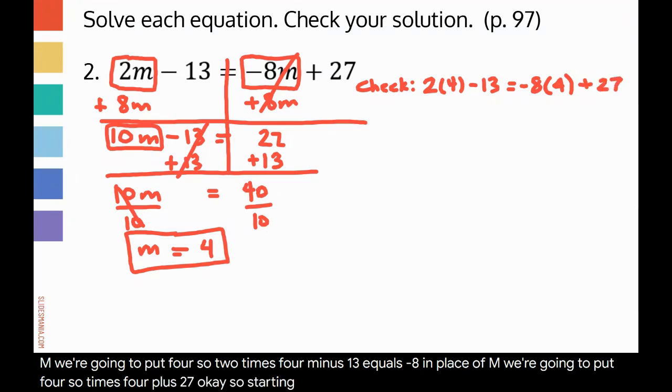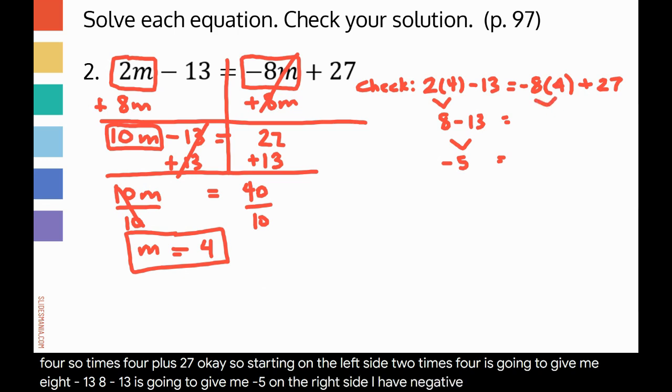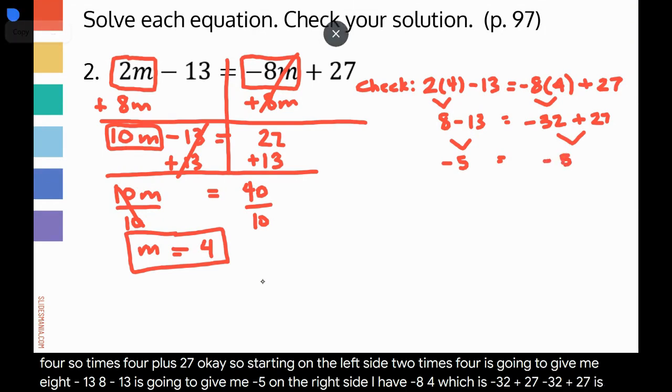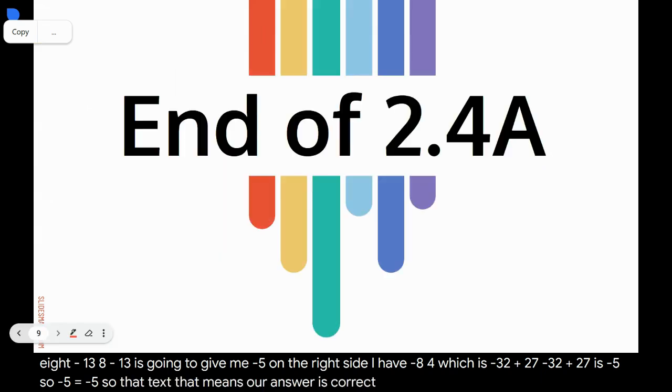Okay, so starting on the left side, 2 times 4 is going to give me 8 minus 13. 8 minus 13 is going to give me negative 5. On the right side, I have negative 8 times 4, which is negative 32, plus 27. Negative 32 plus 27 is negative 5. So negative 5 equals negative 5, so that checks. That means our answer is correct. Okay, so that is the end of 2.4a.